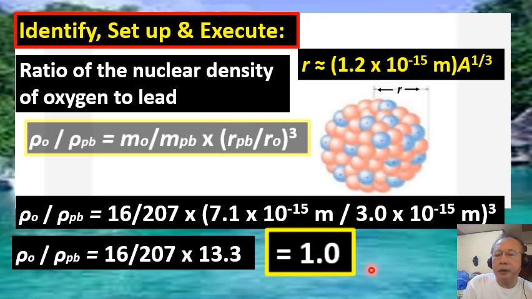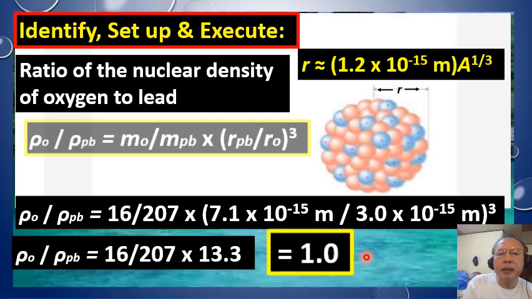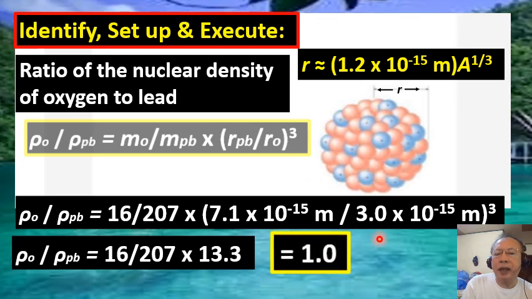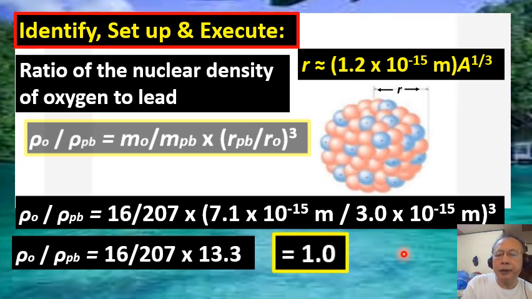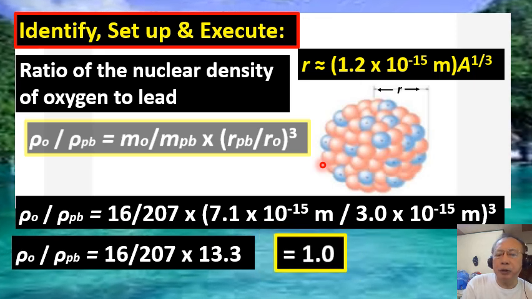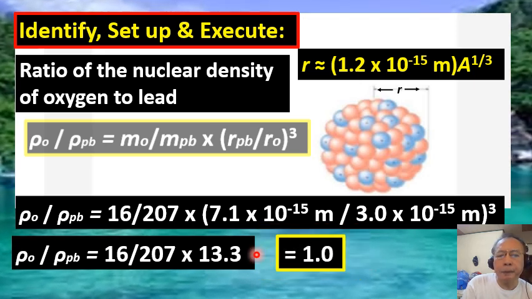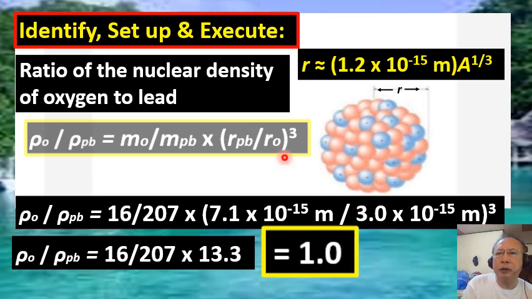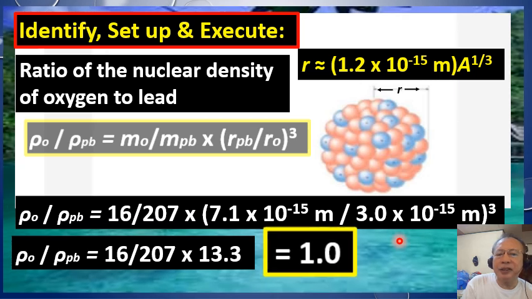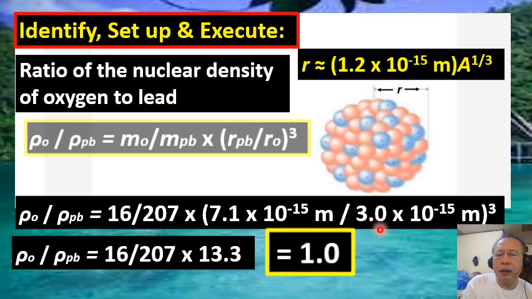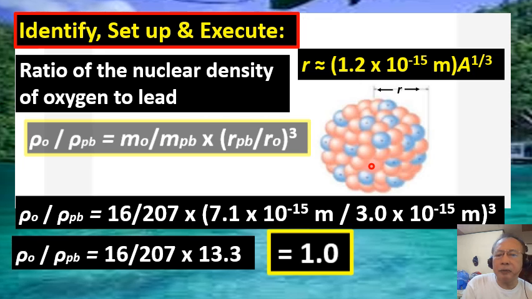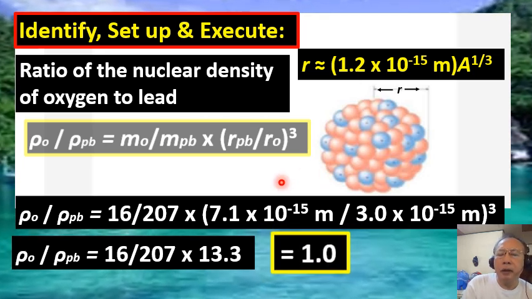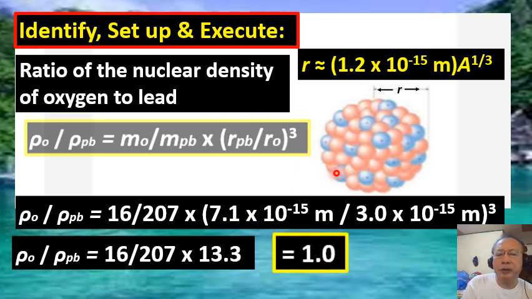So the result of getting the ratio jives with our first answer using the long method, which brings us to the conclusion that the nuclear density of the lead atom is approximately the same as the nuclear density of the oxygen atom.